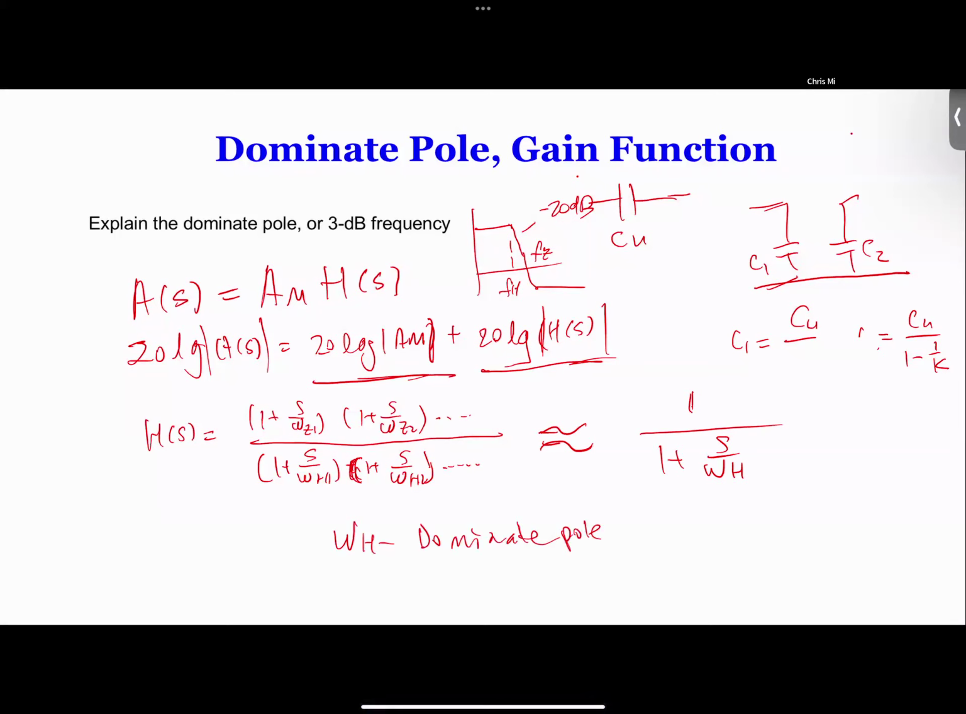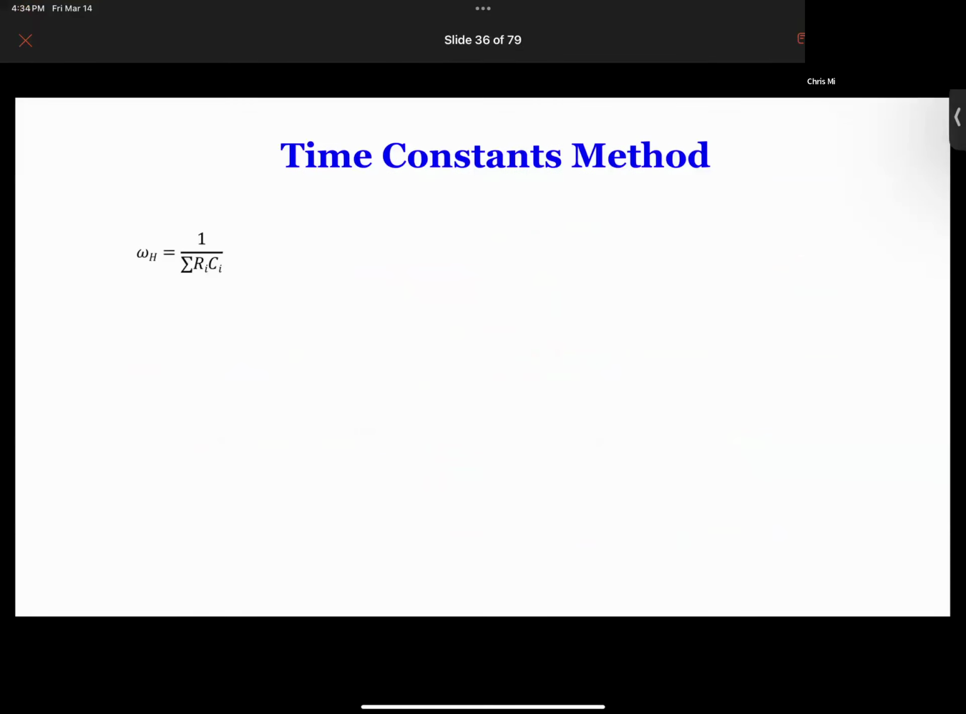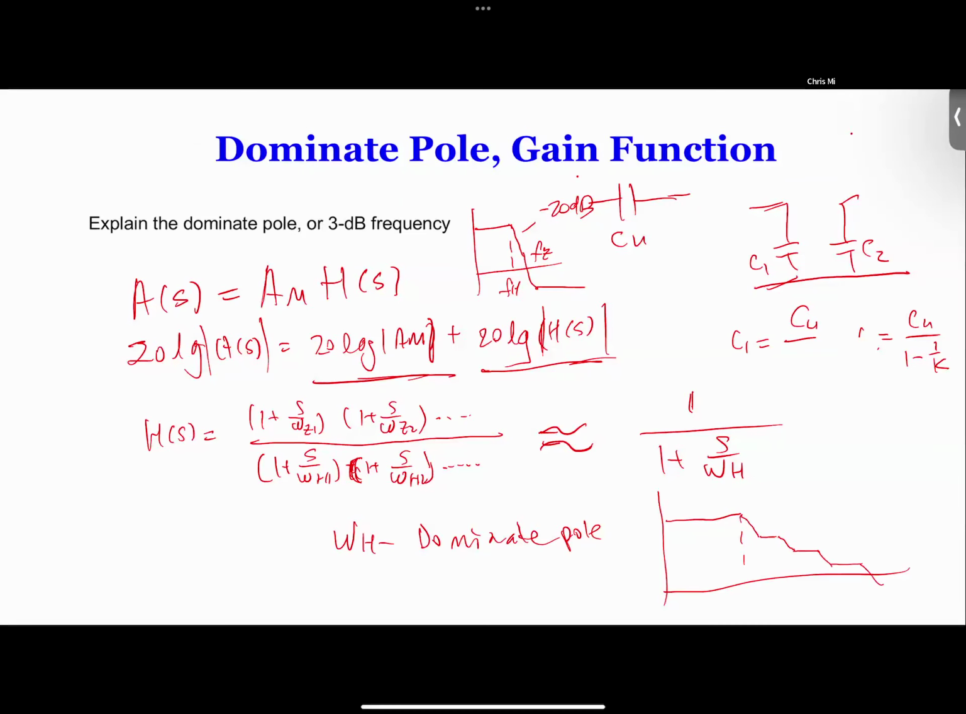So if we draw the circuit, it's going to look like this. You start flat, drop, flat, drop again, flat, drop again, flat. Each one of these corresponds to a pole and a zero. So at the 3 dB point, you have a pole and it drops, and then you have a zero and it becomes flat, and then pole, and then zero.